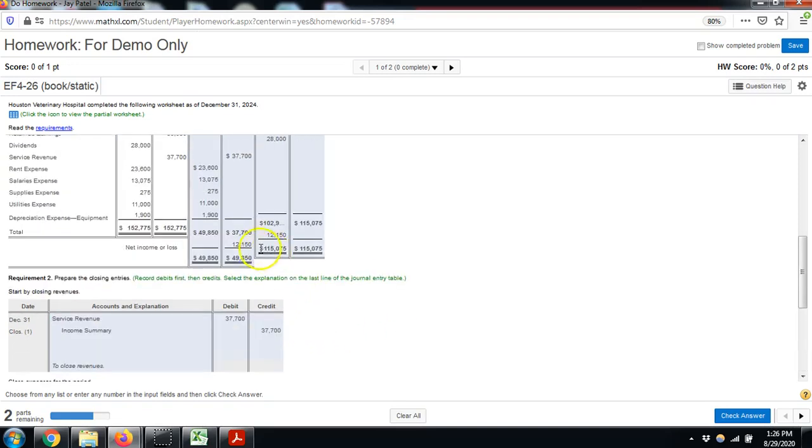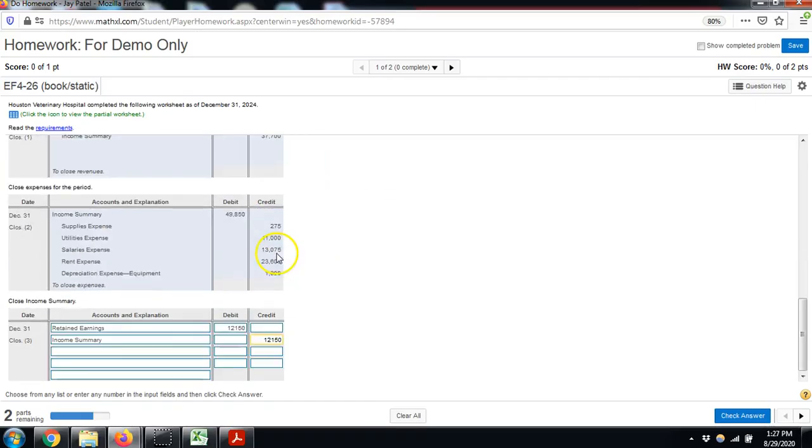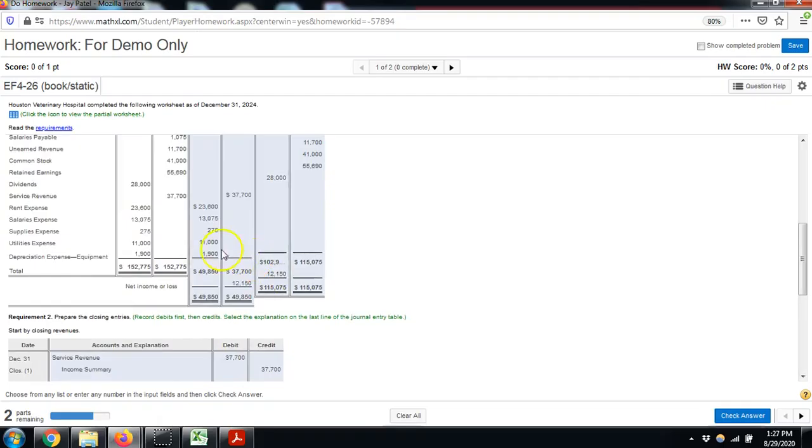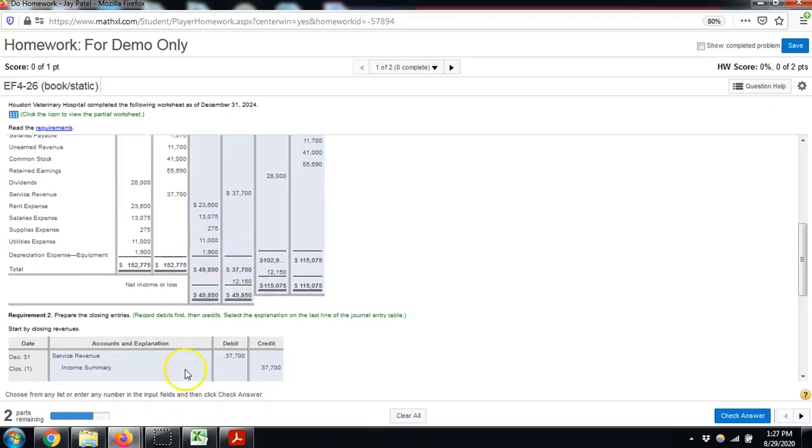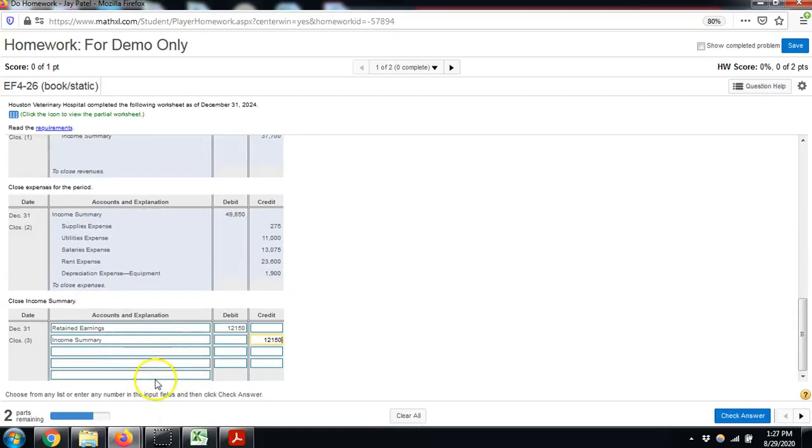And again, we see how the worksheet is linked because we are basically crediting the income statement and we're debiting the balance sheet. And so that's essentially what we're doing here. This income summary contains all of our income statement accounts summarized, and the retained earnings is going on the balance sheet. So we're essentially doing exactly what we did here in the worksheet with this closing entry.